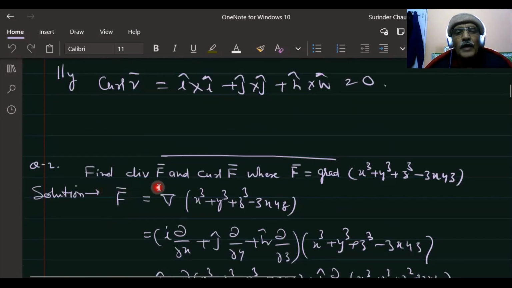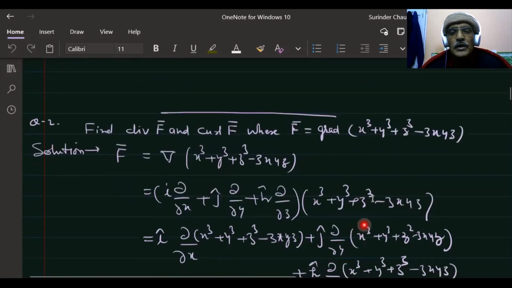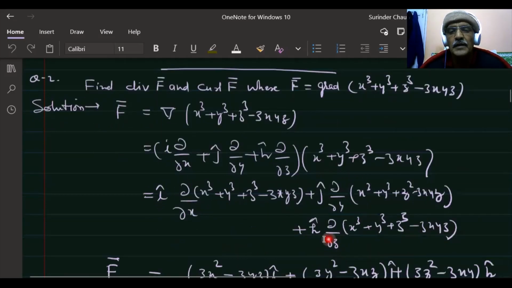Find the divergence of F vector and curl of F vector, where F vector is equal to the gradient of phi, where phi is x cube plus y cube plus z cube minus 3xyz. So first we'll solve the gradient of this scalar point function. So F vector is equal to the gradient of the scalar point function. We'll substitute del, which will operate upon this scalar function phi: del phi is equal to i ∂phi/∂x plus j ∂phi/∂y plus k ∂phi/∂z.